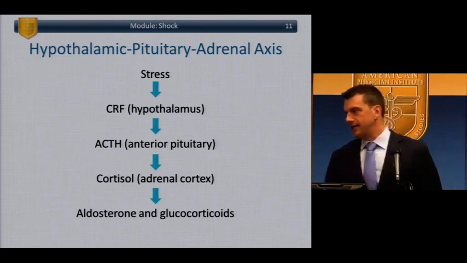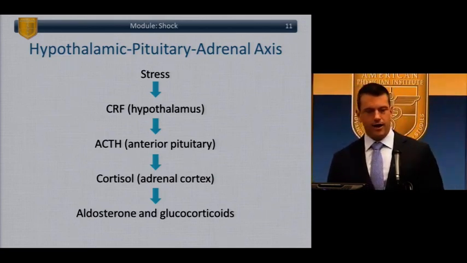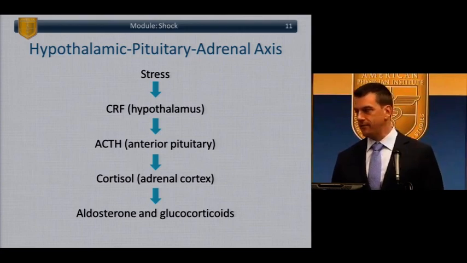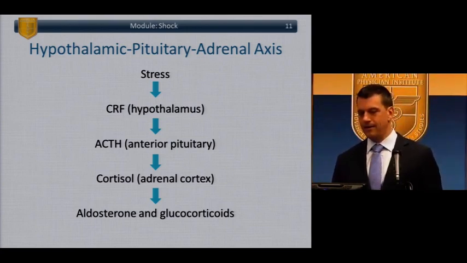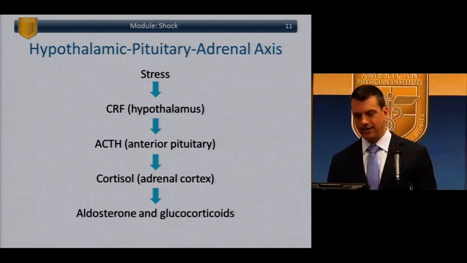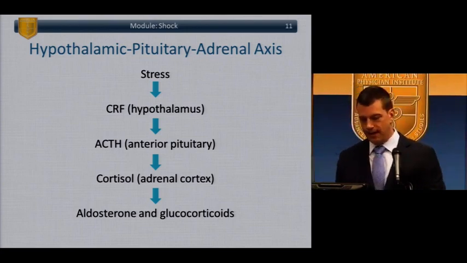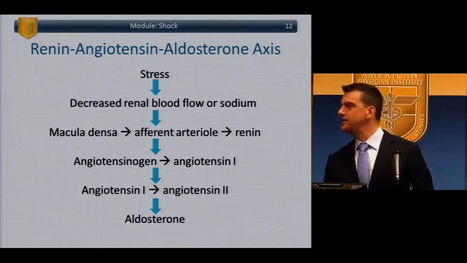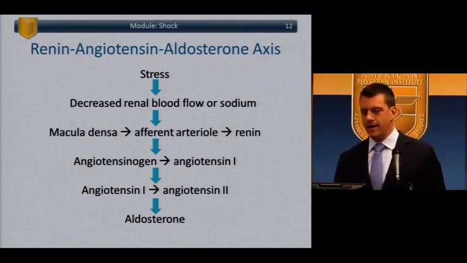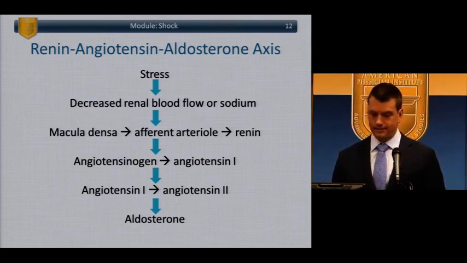Within the pituitary and adrenal axis, stress will cause the release of CRF, or corticotropin releasing factor, from the hypothalamus, which then acts on the pituitary to release ACTH, which then acts on the adrenal cortex, and then the aldosterone and glucocorticoids are increased. Within the renin-angiotensin system, the kidneys sense that decrease in renal blood flow. They then release renin, angiotensinogen is converted eventually to angiotensin 2, and aldosterone is increased.